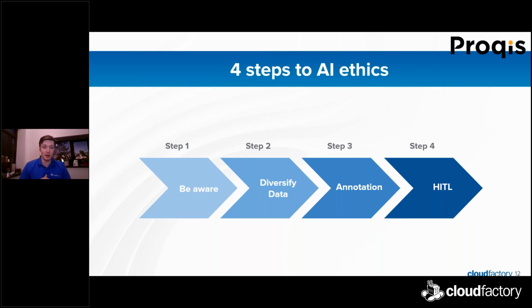Second is diversifying our data sets. Third is how we annotate. What is our annotation strategy? How do we get the best out of it? And the fourth is making sure humans are in the loop of this whole process. We don't just do AI as a pure technology play because it will not work.